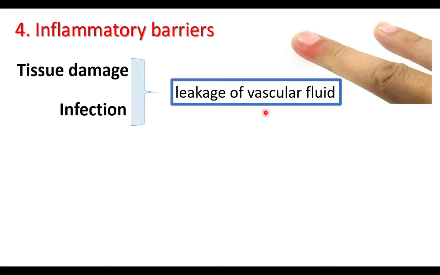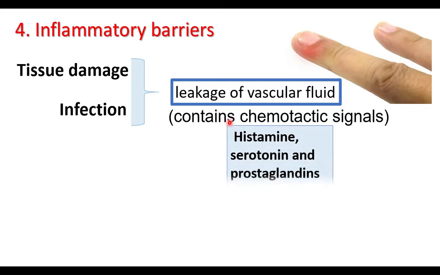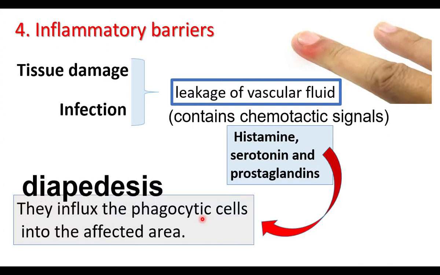These fluids have chemical signals. The chemical signals are due to chemicals like histamine, serotonin and prostaglandins. The histamine, serotonin and prostaglandins attract phagocytic cells to the affected area. In the affected area, there is an influx of phagocytic cells. All the phagocytic cells fight against the common disease-causing agent. This is called diapedesis. The accumulation of phagocytic cells in the affected area by chemical signals is called diapedesis.